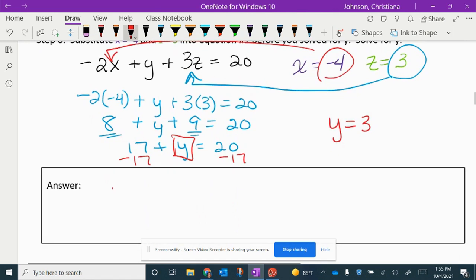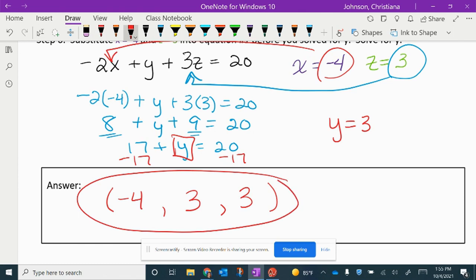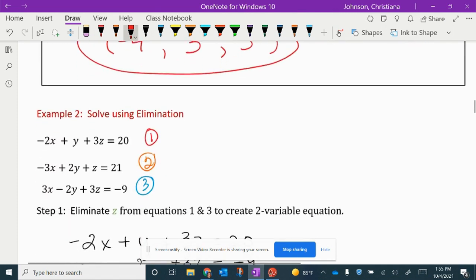Okay? So our final answer is a combination of all three of those parts. So x was negative 4, y is 3, and z is 3. That whole thing is the answer. Okay, so that's using substitution. As you can see, it takes many steps.